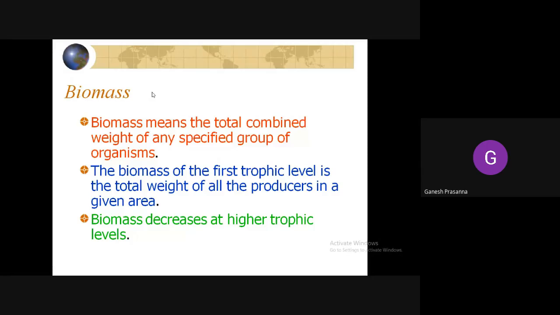Biomass decreases at higher trophic levels. As we go to the top, the biomass always goes down, because the consumer levels are being lost. The producers are very high, the consumers are very low. That's why as we go to the top of the pyramid, usually the biomass always decreases.